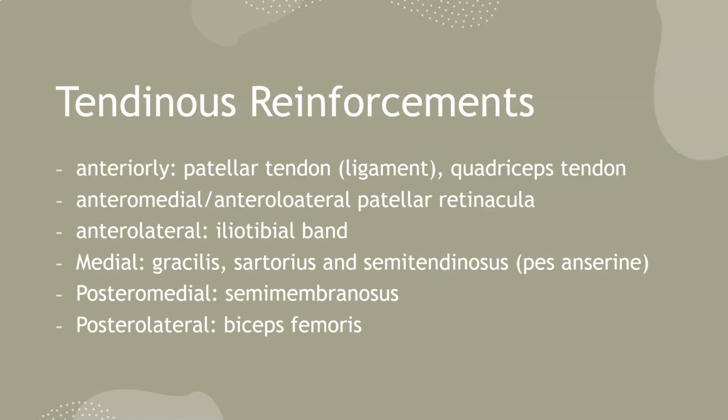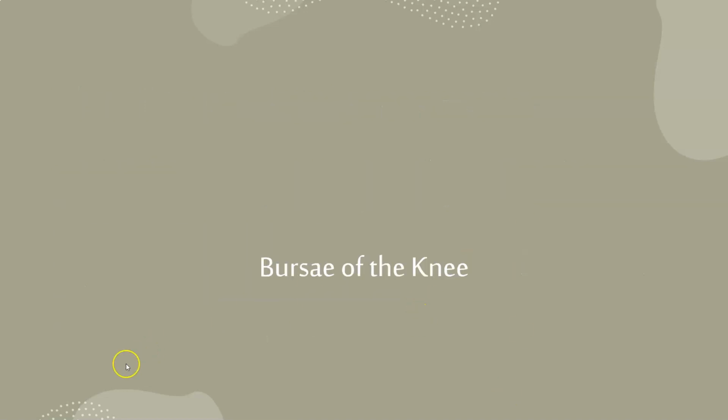So anteriorly to the joint, we've got the patellar tendon and the quadriceps tendon, or the patellar ligament and the quadriceps tendon. Anteromedially and anterolaterally, we have the patellar retinacula. Anterolaterally, we have the iliotibial band, which we've talked about previously. And medially, of course, we have the pes anserine: gracilis, sartorius, and semitendinosus. Posteromedially, we have the semimembranosus, and posterolaterally, we have the biceps femoris.